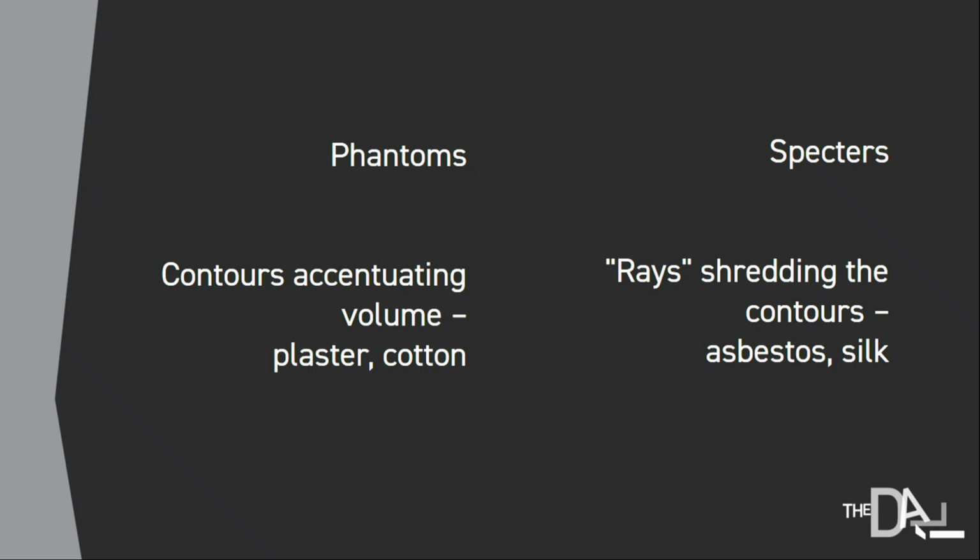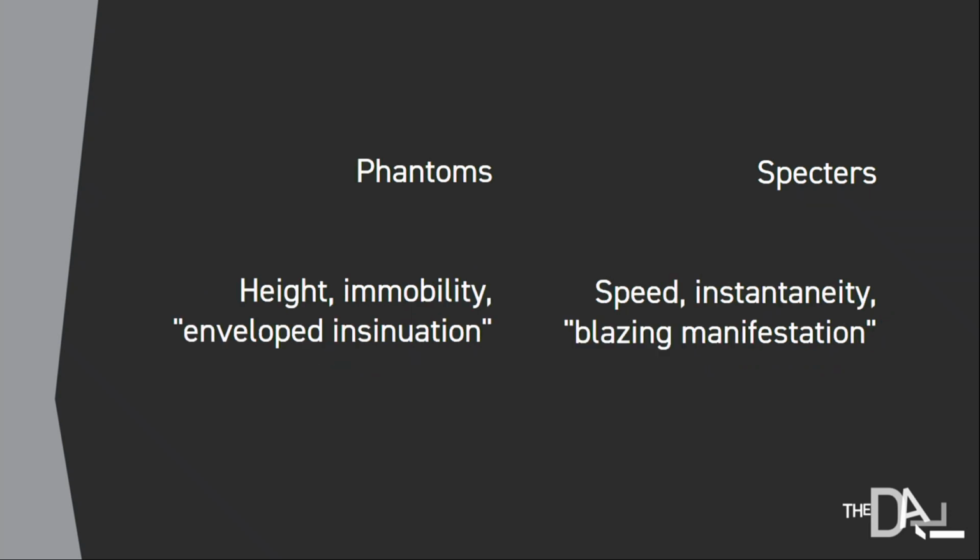It's a much more sharp and harsh type of form. Phantoms are about height and immobility, so they're kind of stuck where they are. Enveloped insinuation is the term that Dalí uses, which is not really all that helpful. Contrasted with specters, which are speed and instantaneity, or blazing manifestations. So immobility versus kind of speed. That's, I think, the contrast there. Sort of a planted nature versus something that's constantly in motion.